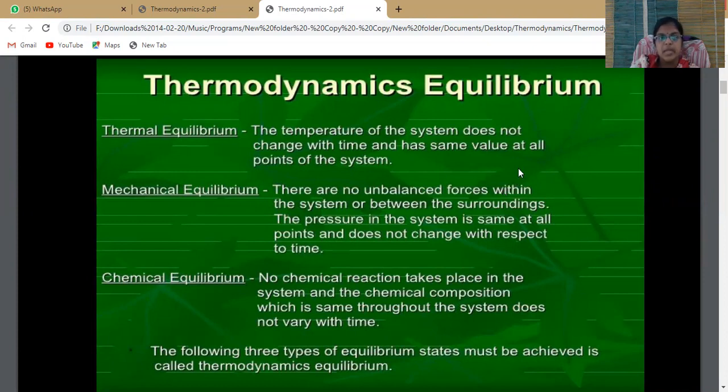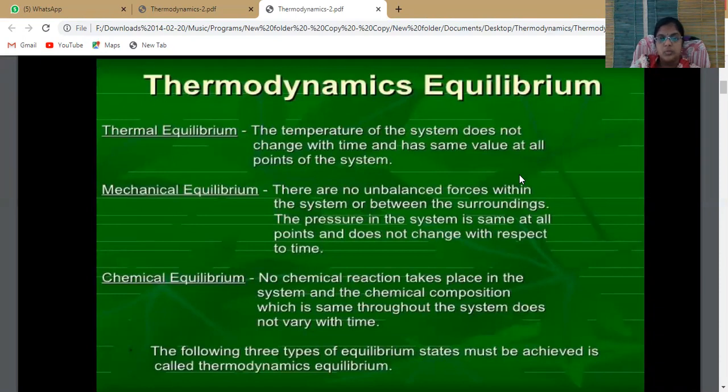The second one is mechanical equilibrium. In mechanical equilibrium, there are no unbalanced forces within the system or between the system and the surroundings. The pressure in the system is the same at all the points and does not change with respect to time. Similarly, we consider one block. I apply a force on one side, and the other person applies the same amount of force. Then the body will be in the equilibrium position. That means the body has balanced forces.